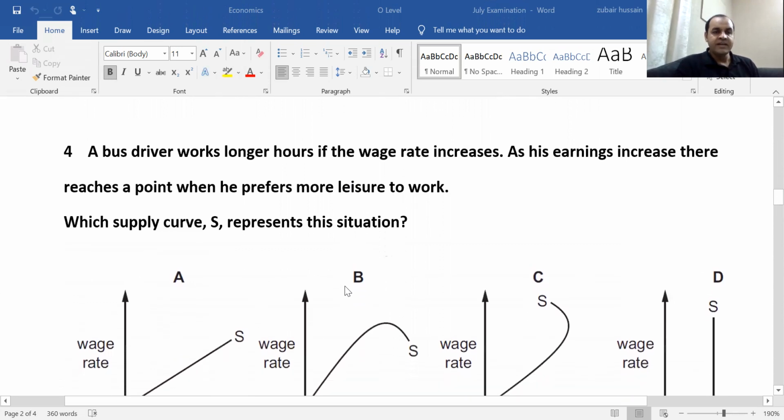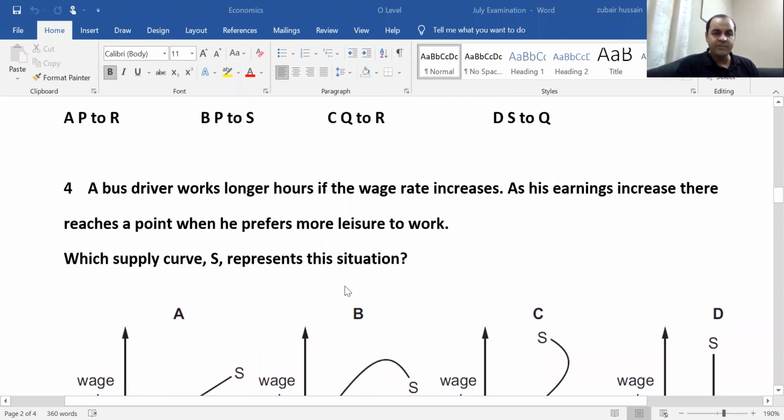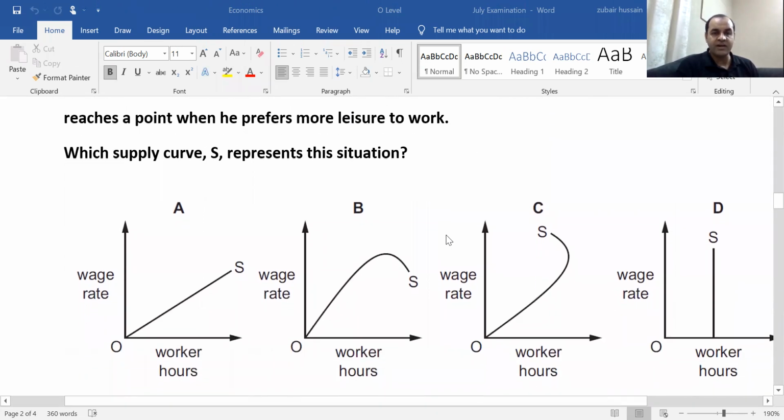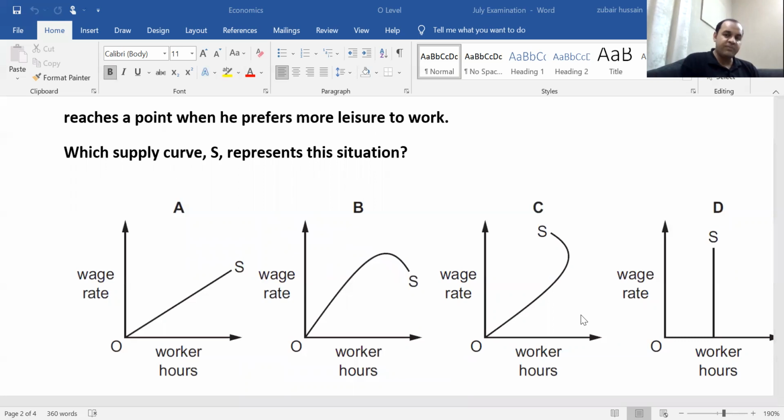Next one is very important, students. A bus driver works longer hours. As the wage rate increases and his earnings increase, there comes a point where he prefers more leisure to work. Which supply curve S represents this situation? The right option for this one, students, is C. Why a backward bending supply curve? Why is this the right option for this one?